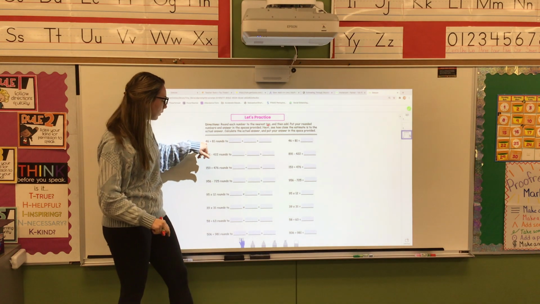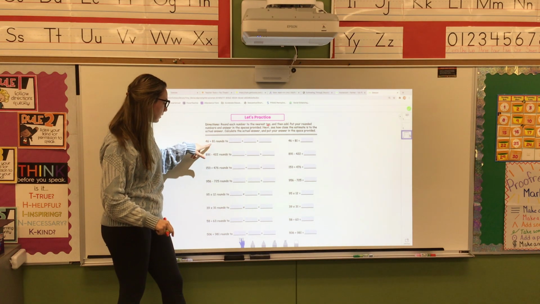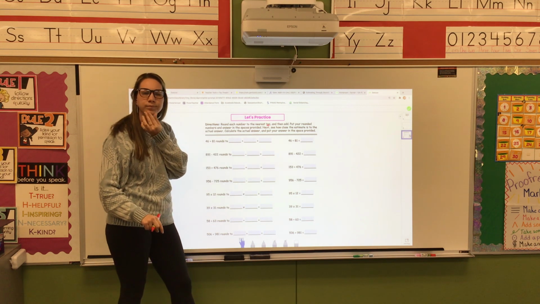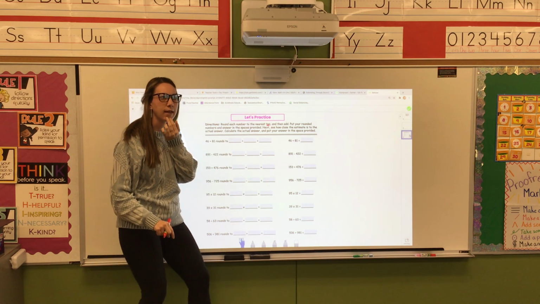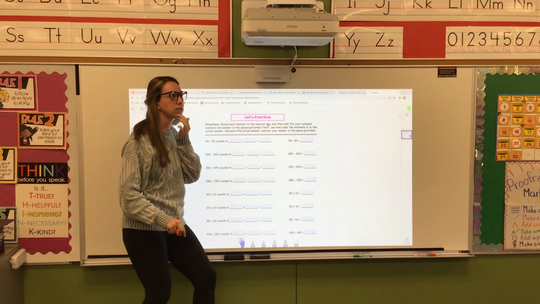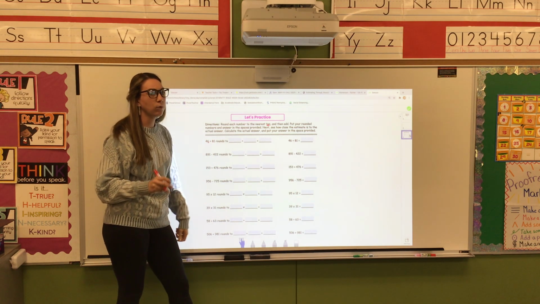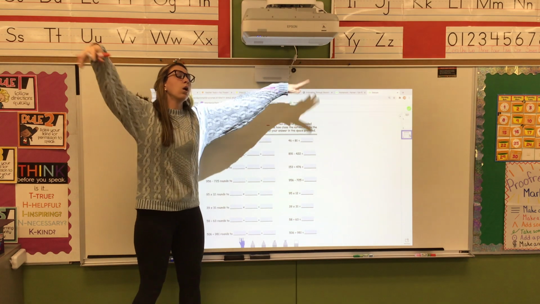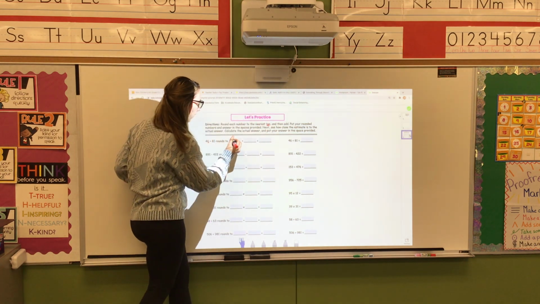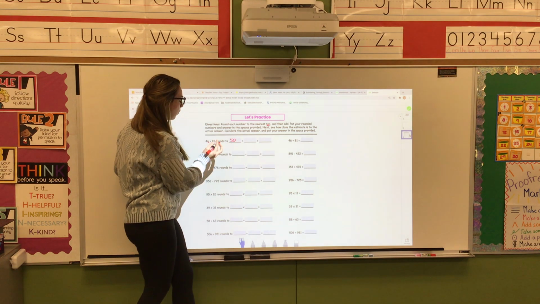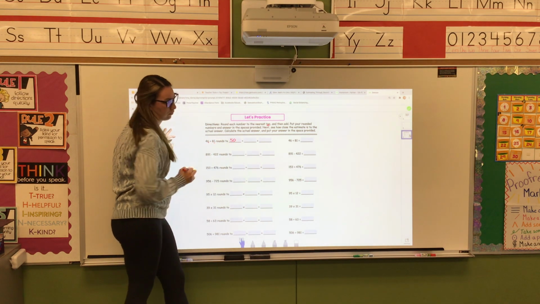So if we see 46 and 81, 46 plus 81 rounds to, okay, well 46. 4 or less, let it rest. 5 or more, let it soar. This has a 6 in the ones place. The 6 tells my 4 to soar. And it becomes a 5, so we go up to 50. 46 rounds to 50.